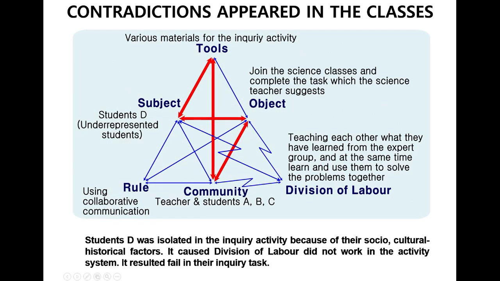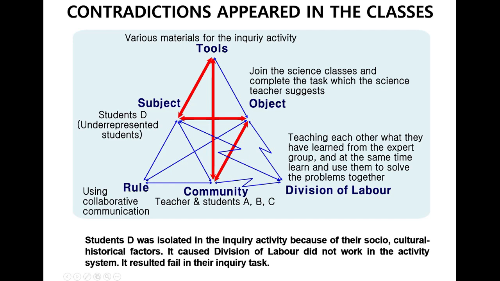The second contradiction appeared in division of labor. In these science classes, the students needed to share the responsibility to complete their group task. As this activity was based on the jigsaw model, they needed to share what they studied in the expert group, and through using this, they should complete their group task.